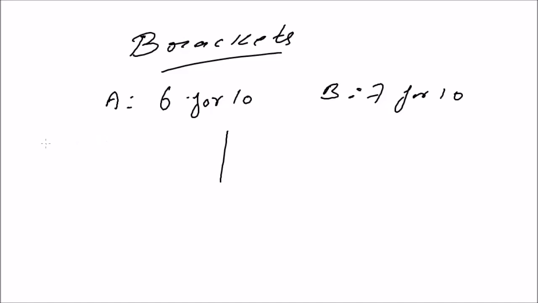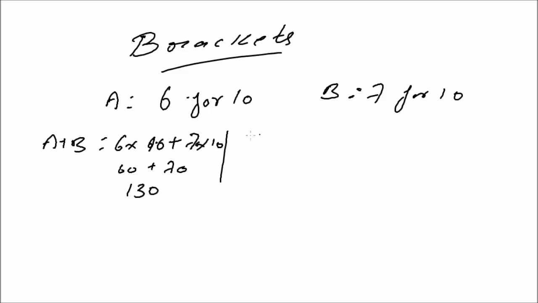Let's see the first method, that is A plus B, which is equal to 6 into 10 plus 7 into 10. So 6 into 10 is 60 plus 7 into 10 is 70, so you get 130. And you can do a method like this also, by first adding the total number of books altogether, that is 6 plus 7 is equal to 13, and then multiply it with the cost of the book. 13 into 10 is equal to 130. In both cases you get the same answer.